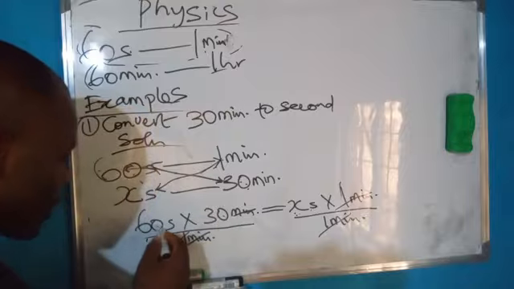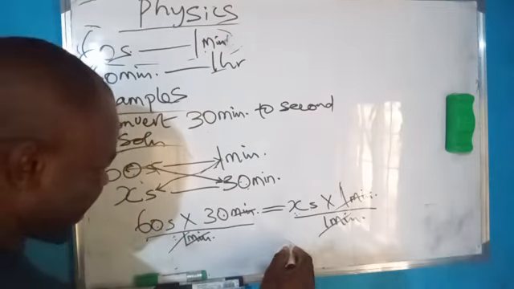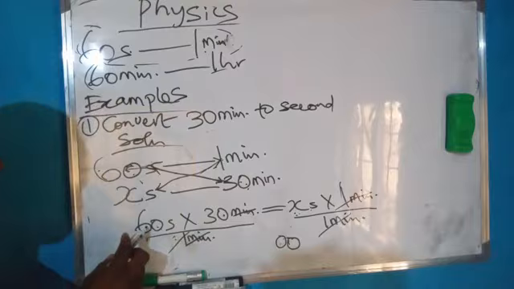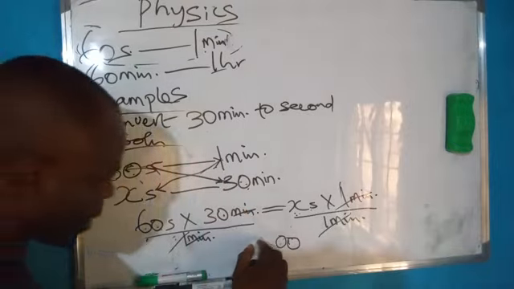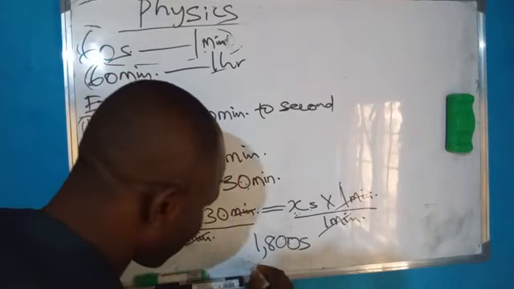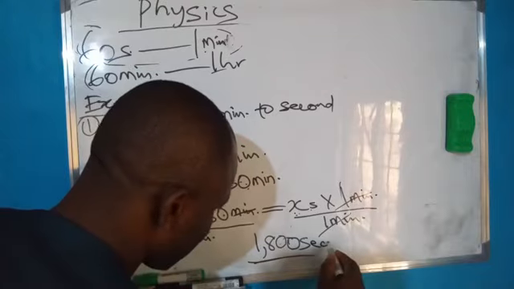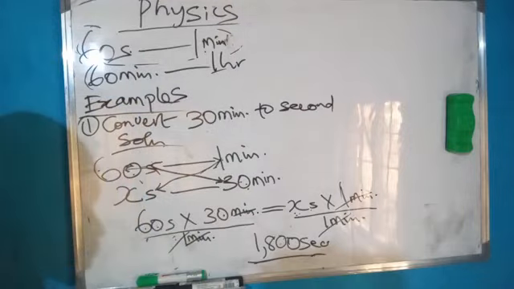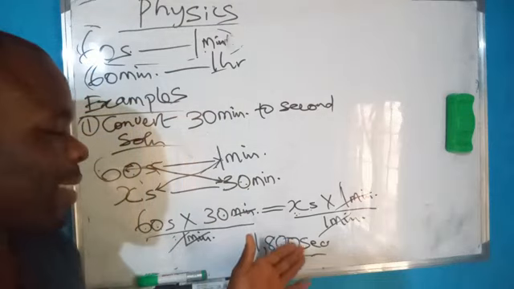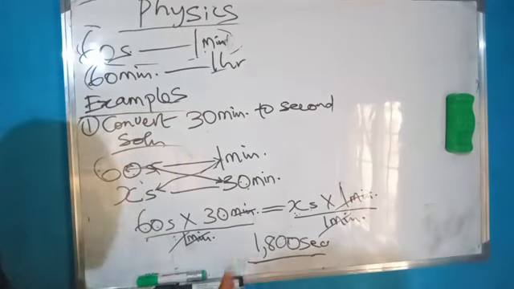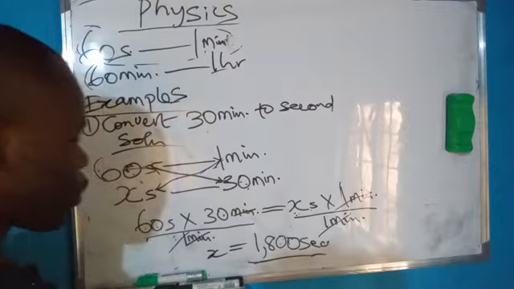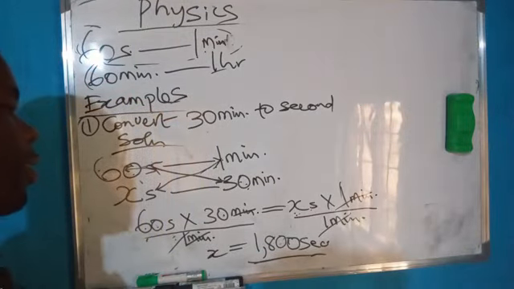Just pick these 2 zeros here. It looks like magic, right? Just 0 and 0 like this. So that 6 times 3 will give you 18. You write 18. That is 1,800 seconds. Remember, this is seconds though. So 1,800 seconds. So x is equal to 1,800 seconds.